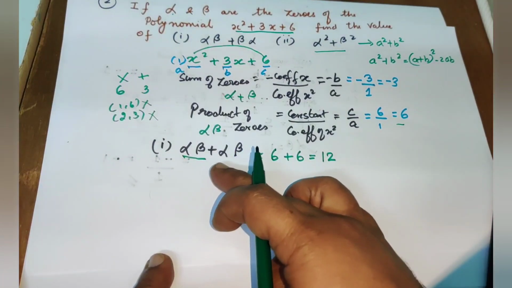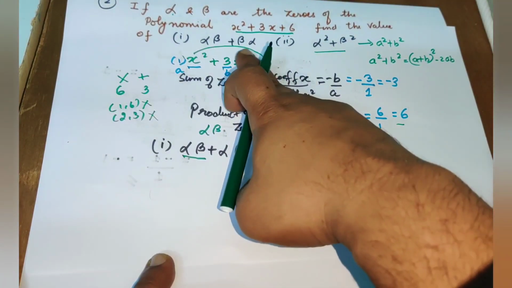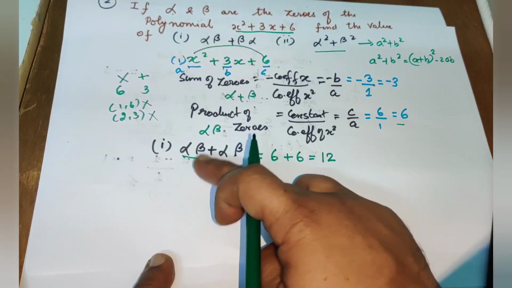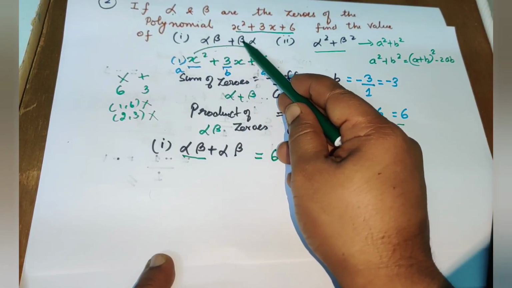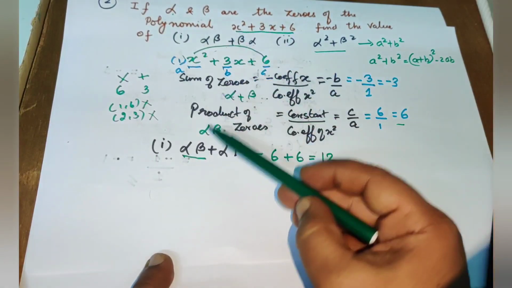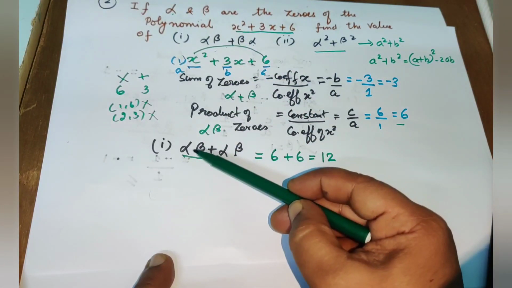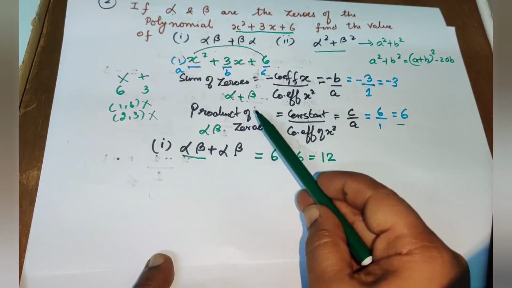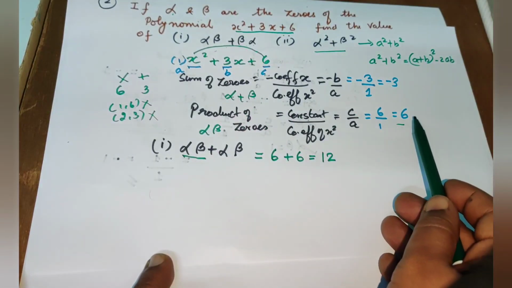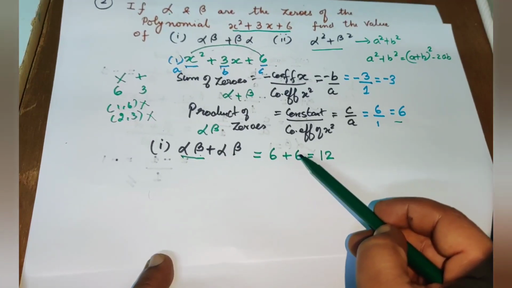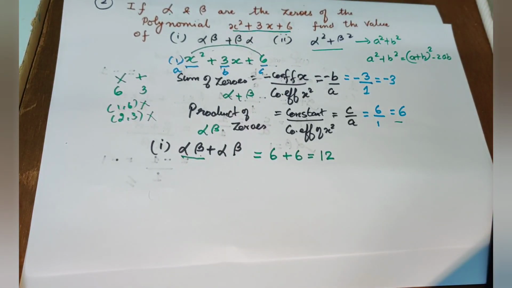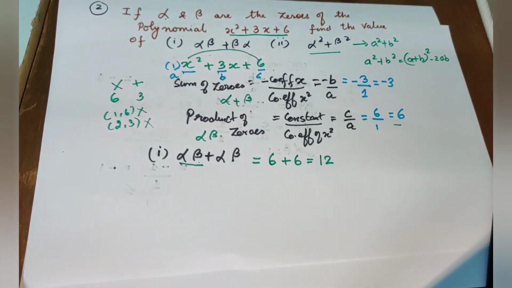So alpha beta plus beta alpha, in any way, when you multiply, both give the same result. In the question, alpha beta plus beta alpha can also be written as 2 times alpha beta, which is the product of the zeros that we have already found, that is 6. So alpha beta is 6 plus one more alpha beta is 6, 6 plus 6 is equal to 12. I hope this is clear. We can go to the next subdivision.